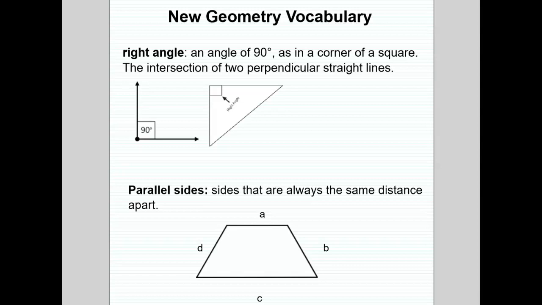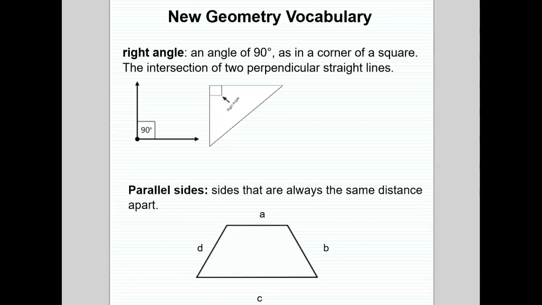So, in order to really understand and describe the attributes of quadrilaterals, we need to learn some new wonderful vocabulary. The first thing we're going to learn about today is a special type of angle. Angles are the places where 2 sides come together, or the corner. The type of angle we're learning about today is called a right angle. A right angle is a very specific type of angle.